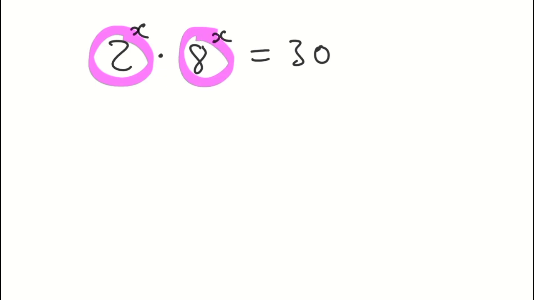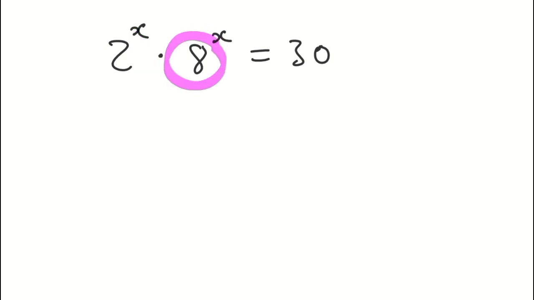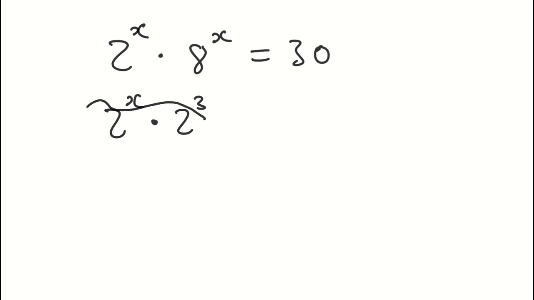Do you know that I can express 8 as a power of 2? Of course I can. So it's going to be 2 raised to x times what? 8 can be expressed as 2 raised to 3 because 2 times 2 times 2 is what? 8. Why am I doing this? I want the left hand side to have the same base, so I can apply the law of indices. And I can just group this like this.